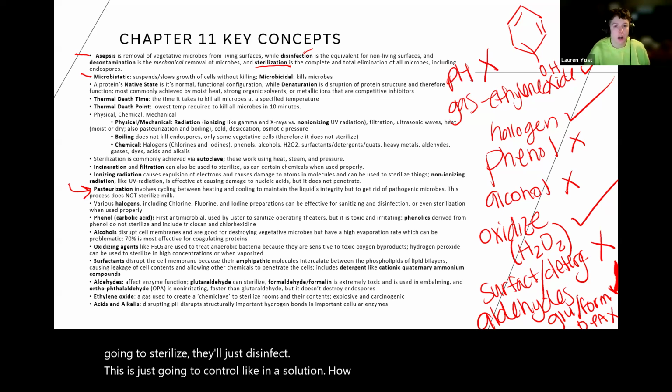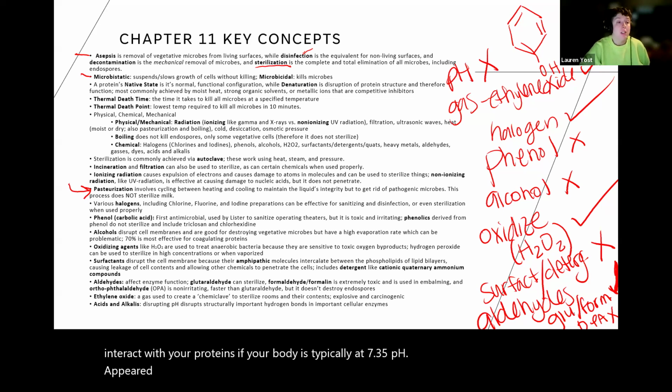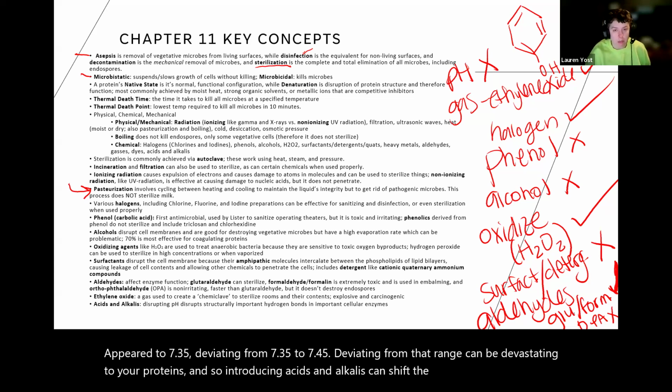How many hydrogen ions are available to interact with your proteins. If your body is typically at a pH of 7.35, deviating from 7.35 to 7.45, deviating from that range can be devastating to your proteins. And so introducing acids and alkalis can shift the pH for things like bacteria or even endospores.